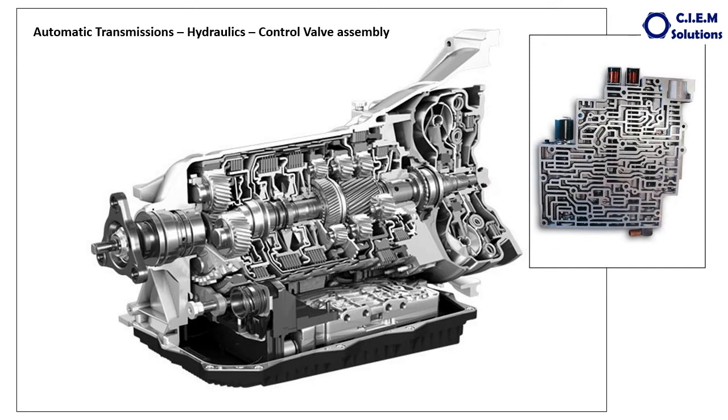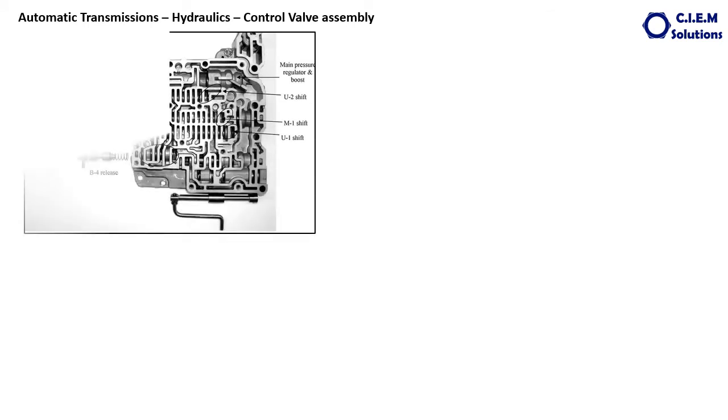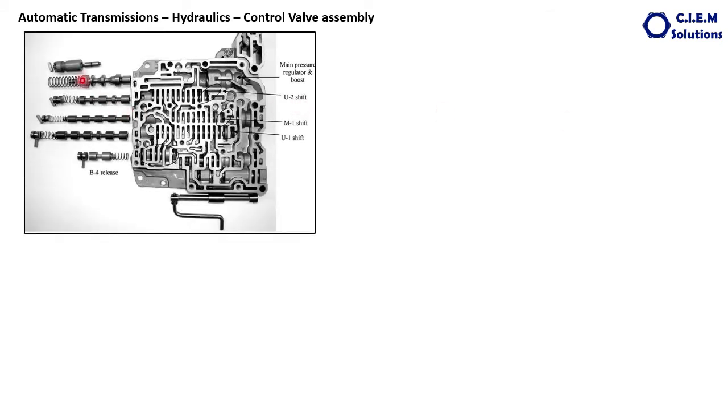Control valve looks like this. Let us have a look at all the components the control valve has. These are some valves fitted in the control valve. Let us go through them one by one. I will assume some of the valves, but cannot say precisely from this figure which valve belongs to which job. For example, let us see, this is the main pressure regulator valve.